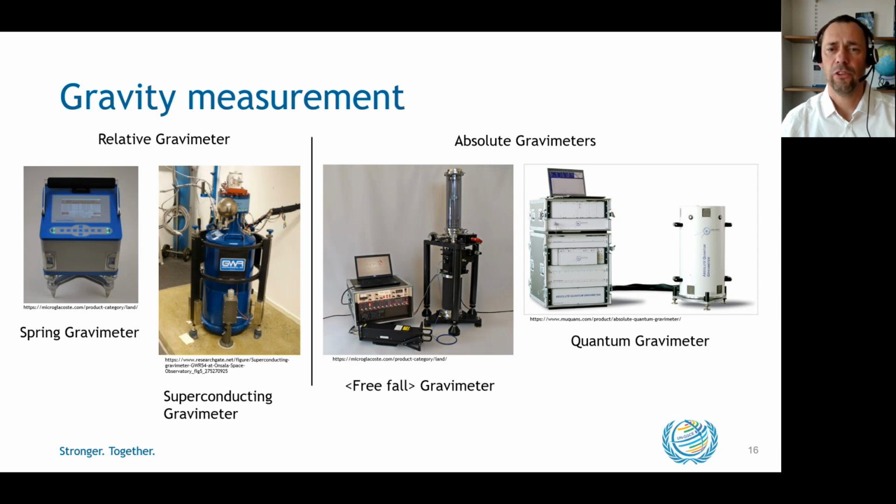Generally, depending on the technology used, we distinguish between relative and absolute gravimeters, where the relative gravimeters can measure only the difference or change in the gravity value. The absolute gravimeters can determine the absolute value of the Earth's gravity at a given spot. The relative gravimeters can be further divided into spring or superconducting gravimeters, while the absolute gravimeters measure gravity with the help of a free fall of either a test mass in a vacuum chamber or with the help of quantum technology.